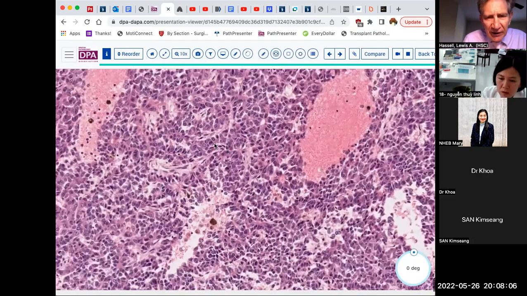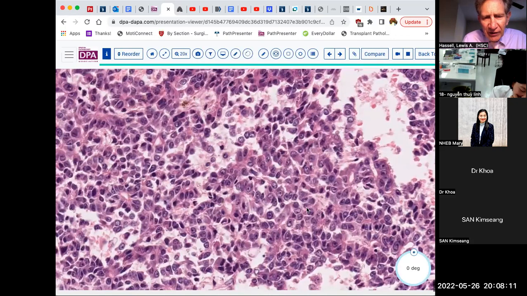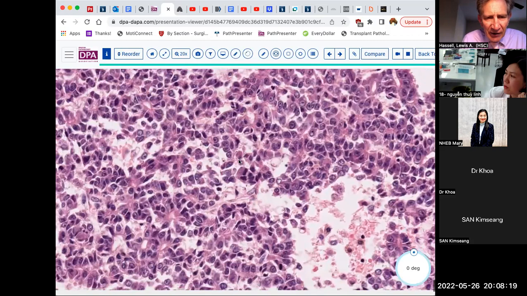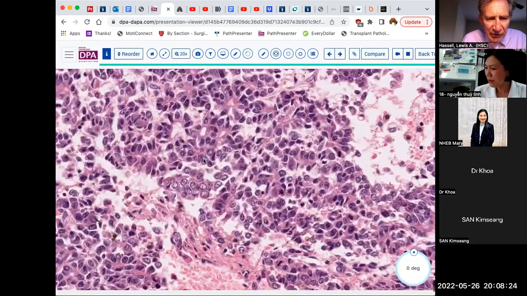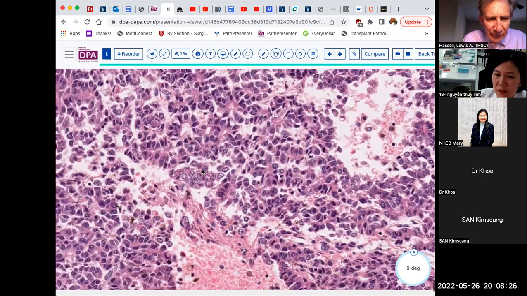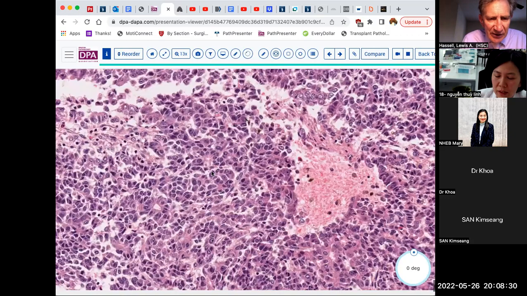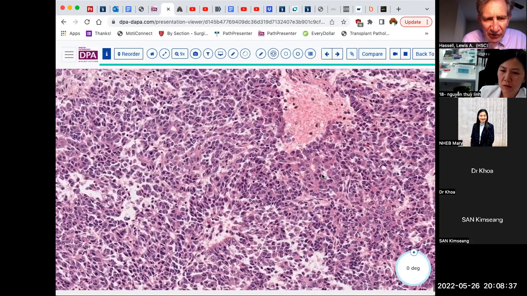Here's another example. You can see again this fairly similar cytology, a bit of eosinophilic cytoplasm, large nuclei, and not well defined structures in the sense of glands or other sorts of things usually. A little bit of sort of pseudo-rosetting may be seen, like you see here, this semi-glandular formation.